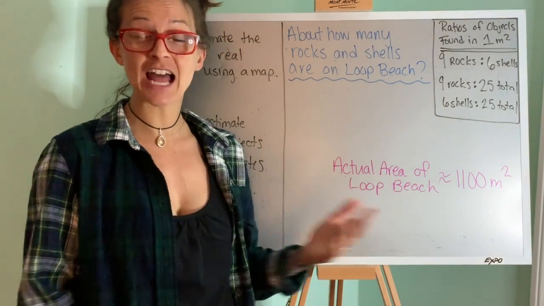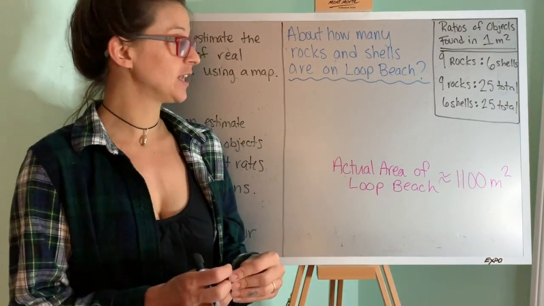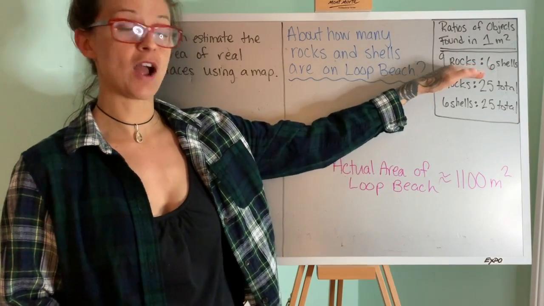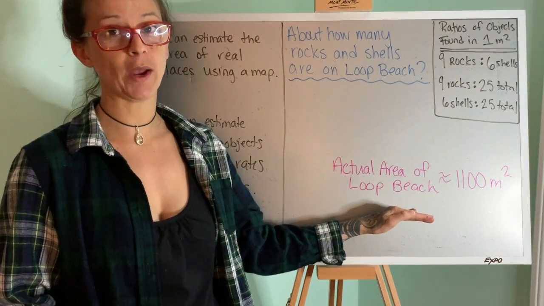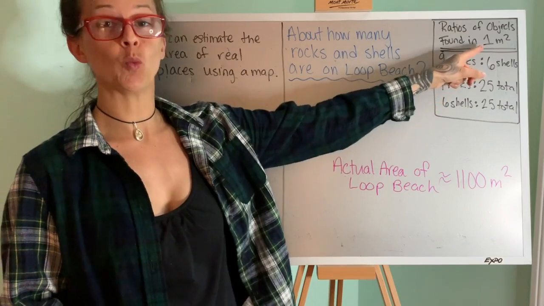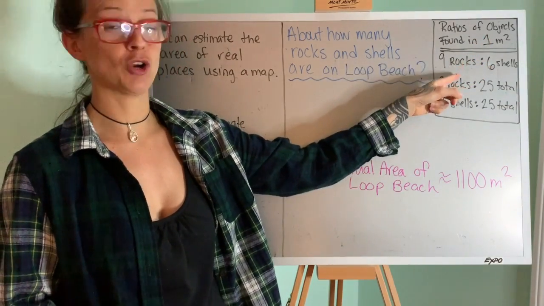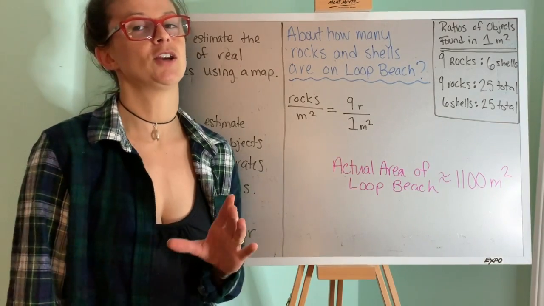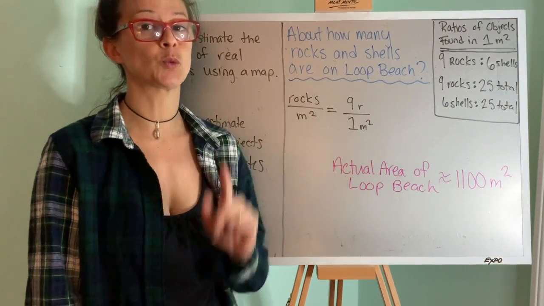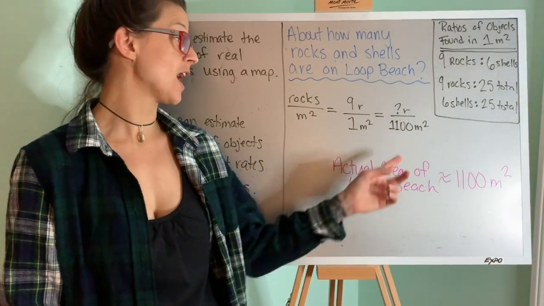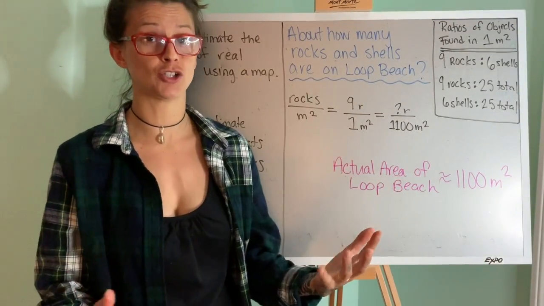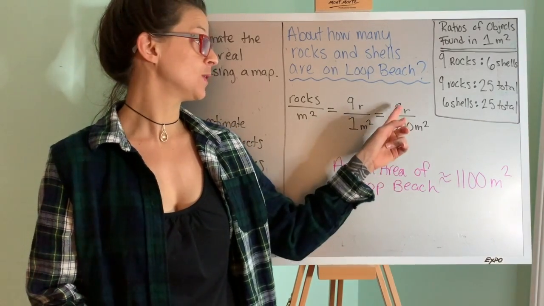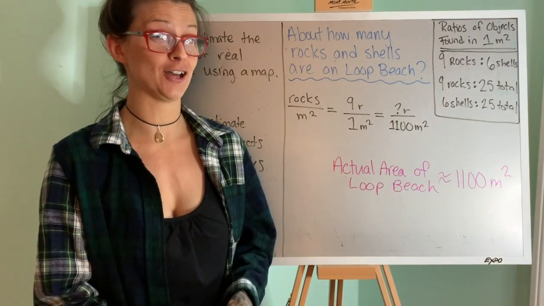It's actually none of those. What we want is something that relates the rocks to meters squared. So we know that in 1 meter squared, there were 9 rocks. This is a unit rate because the denominator is 1. So 9 rocks to 1 square meter. We don't know how many rocks are on the entire 1,100 square meters of the beach. So we will try to find that value.